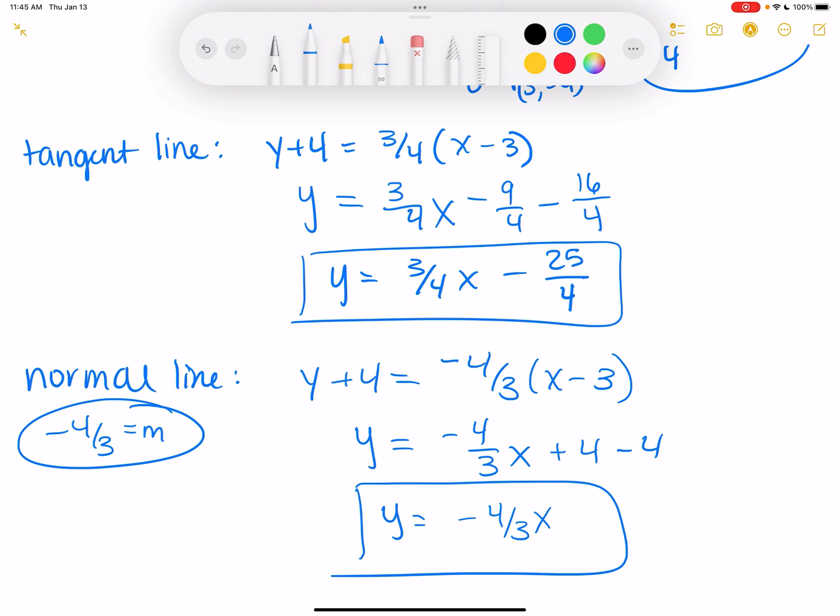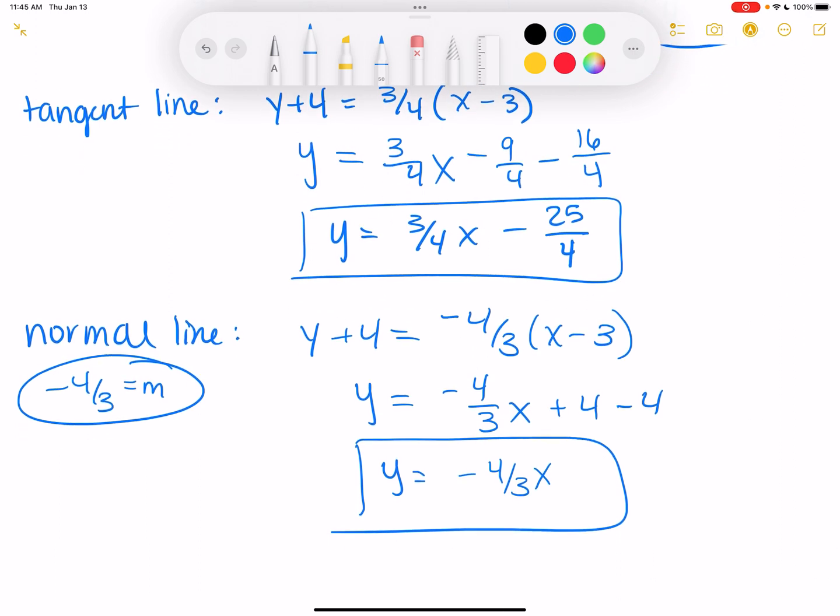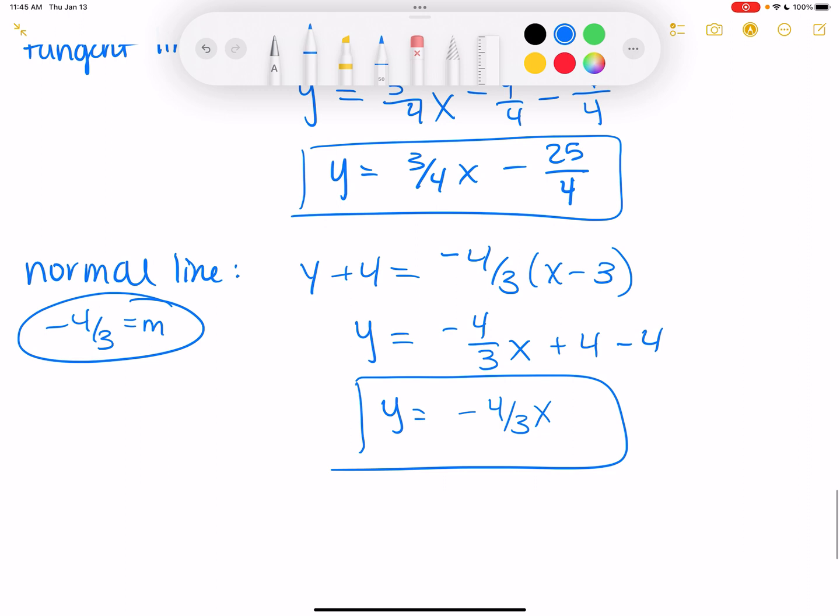Do you feel like you need to see another one of those, or do you feel good with that? Okay. Basically the same thing. It's just writing the line, which you've been doing for 4 months now, basically.